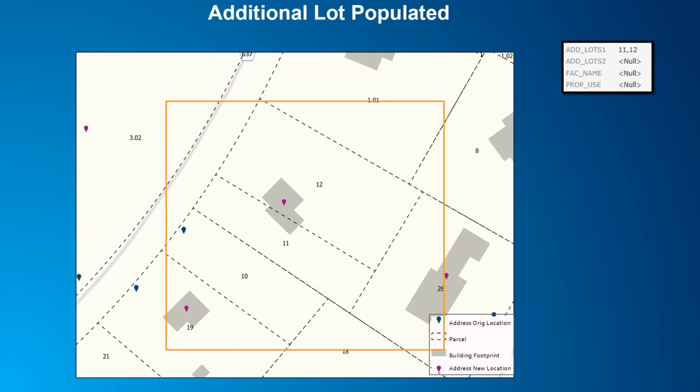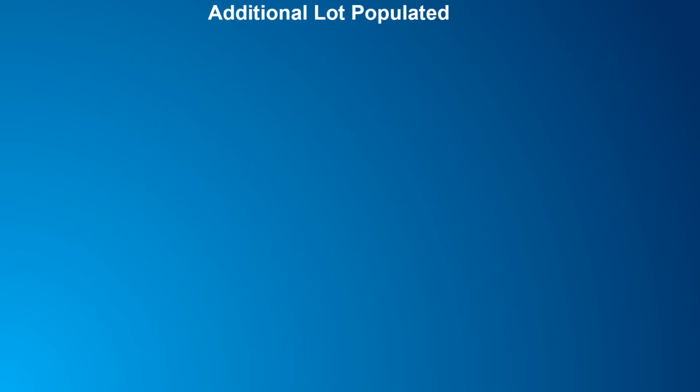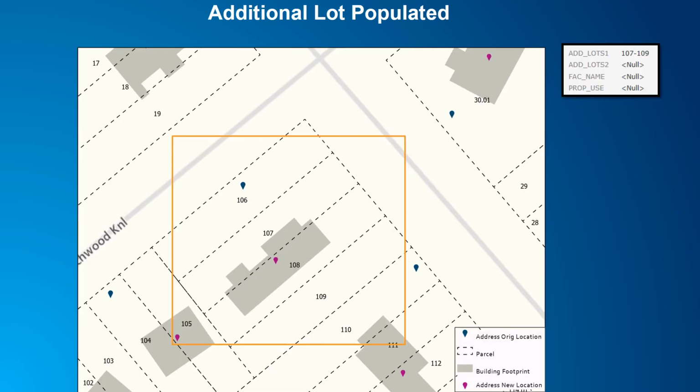In this example, even though address was in 10 and there were no building footprints, we used the additional lots to find the building footprint and to move the address points. If they were separated by a hyphen, we were able to parse it then too. In this example, the additional lot is 107 to 109, and we were able to move the address points from 106 to appropriate building footprints.